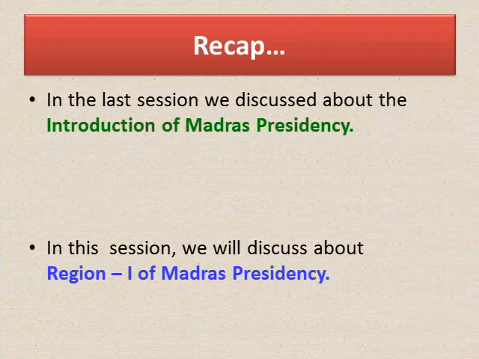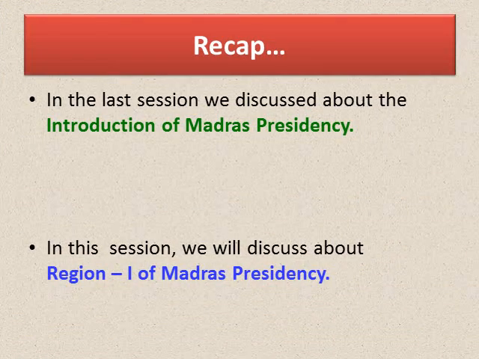Before going into today's session, let us have a recap of what we learned in the last session. We discussed the introduction of Madras Presidency. Madras Presidency was formed in 1801. It was an important province of British India. It is also known as Madras Province or Presidency of Fort St. George. It included southern India, states like Tamilnadu, Kerala, Andhra, Karnataka, and parts of Odisha and the Union Territory of Lakshadweep. The city of Madras, now known as Chennai, was the capital of the presidency.